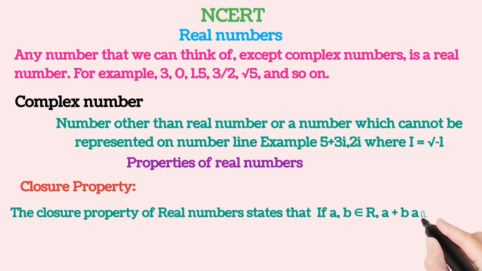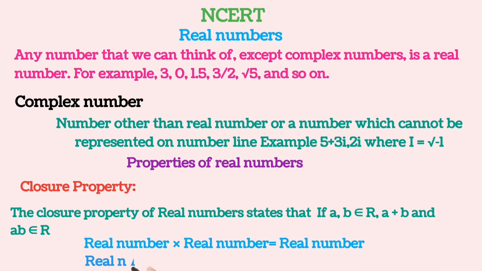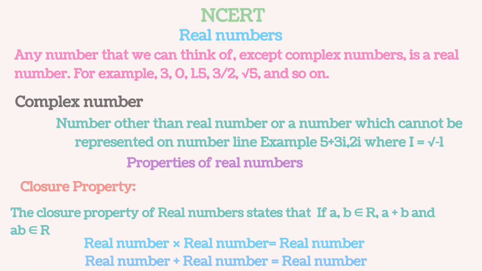The closure property of real numbers states that if a and b belong to real numbers, a plus b and ab also belong to real numbers. Real number into real number equal to real number, plus real number, that is equal to real number.